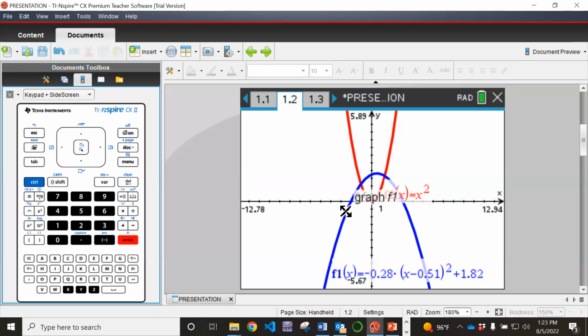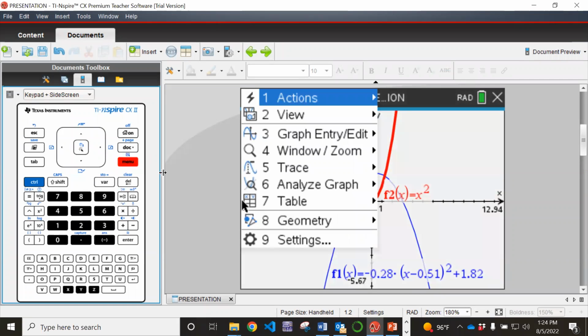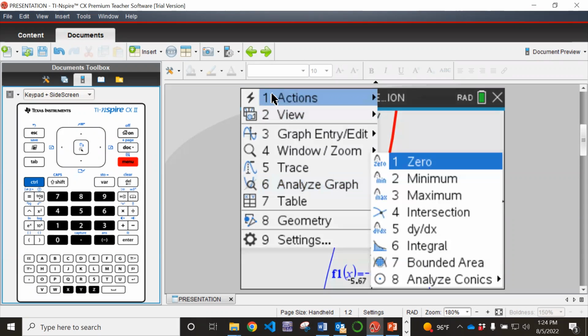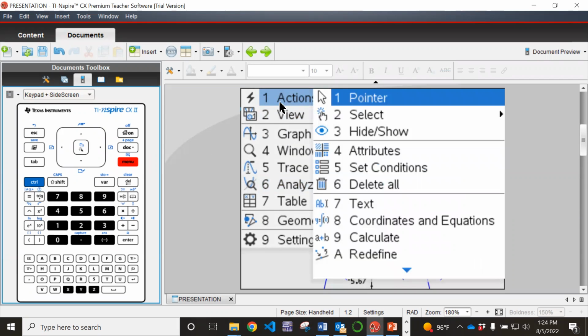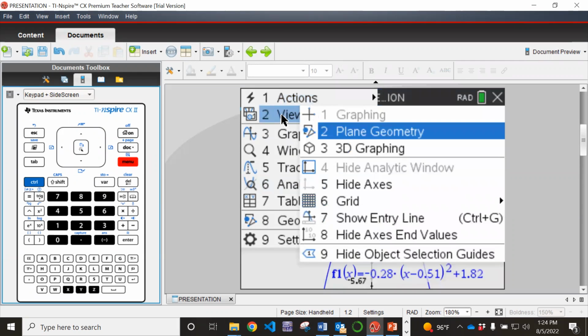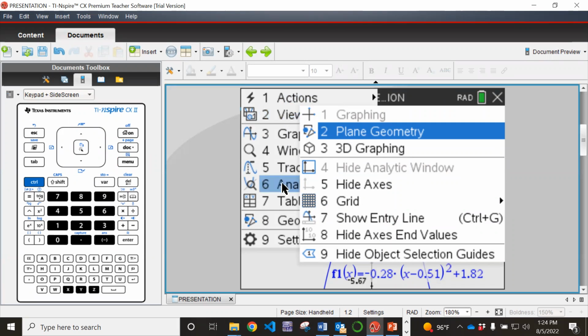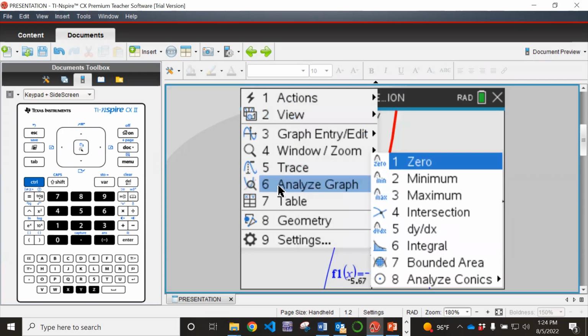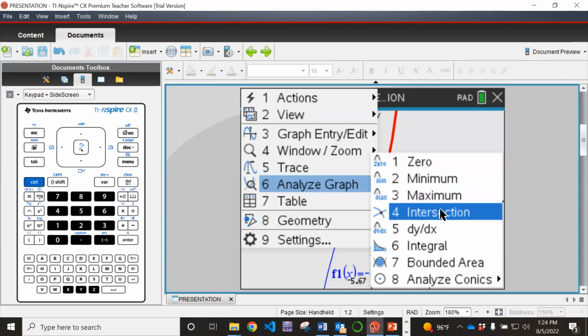So one place that you can actually do that is right here in the graphing screen. Whenever I look at this, I don't really have a solve button anywhere. It's all under menu. So I'm going to go into menu and come over here and look underneath actions. There are some different options that we have here. We have some different views that we can set up. But what I'm actually wanting is right down here, number 6, analyze graph. And I want to look at an intersection.